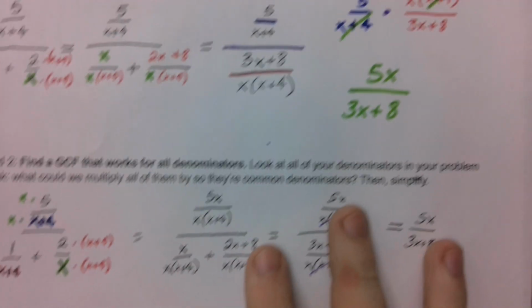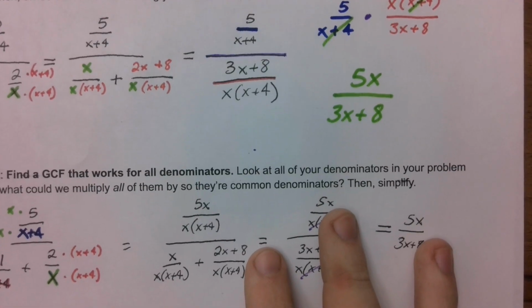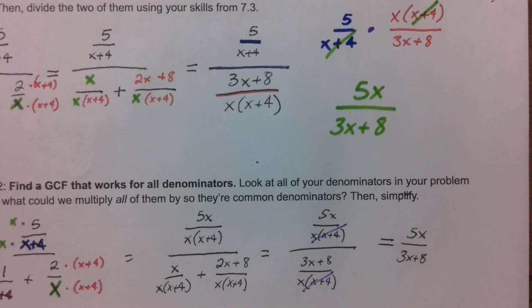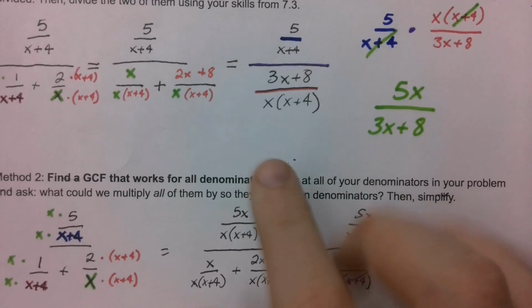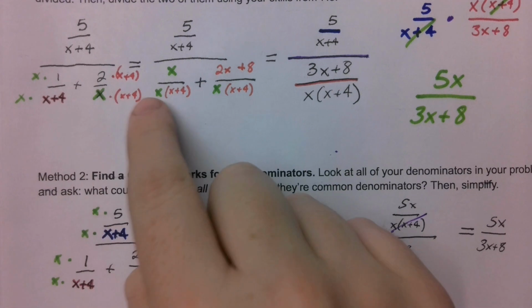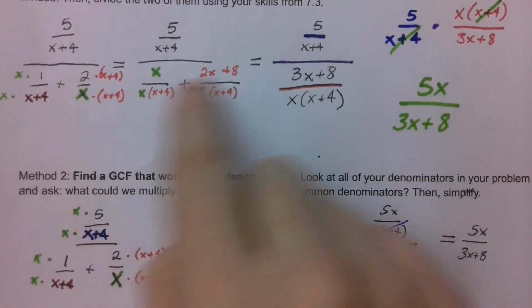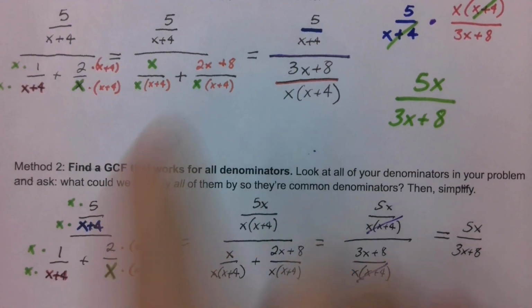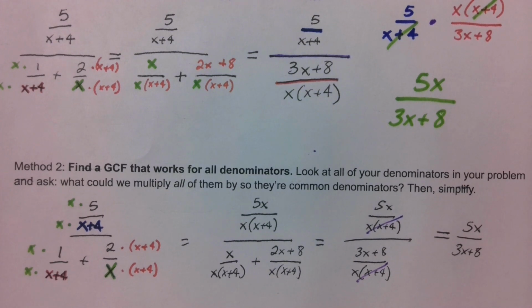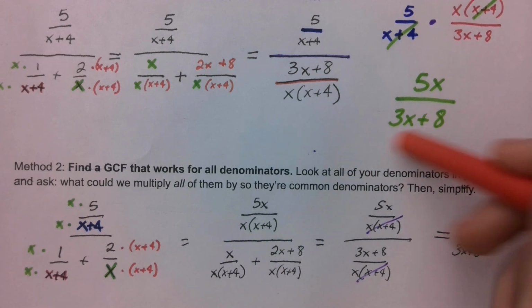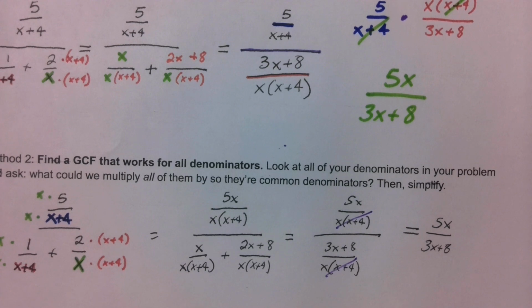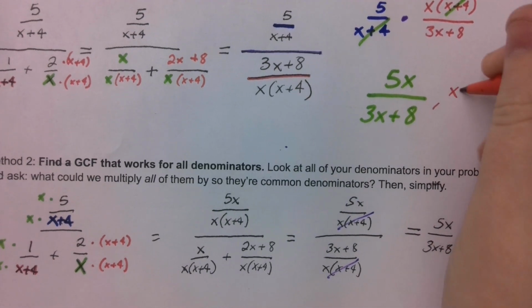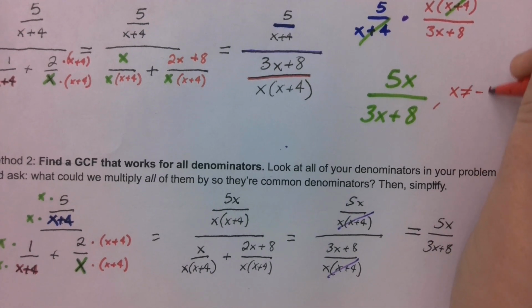Something I totally forgot to do with these problems is write down the restrictions. But we can kind of see what happened. In our original denominators, well, maybe not original, but at some point in the process, we had x times x plus 4s in the denominator. The x and x plus 4 both disappeared. There's no x or x plus 4 factors in the denominator in our final answer. So we say that x cannot equal negative 4 and x cannot equal 0.